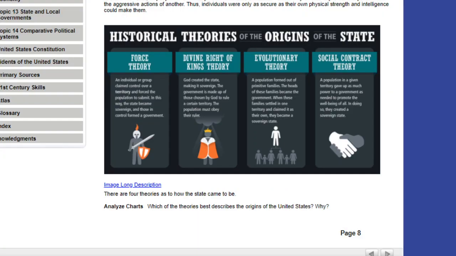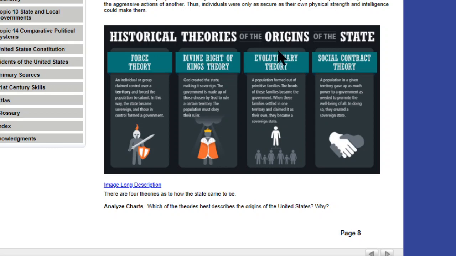Historical theories of the origins of state. Force theory: an individual or group claim control over the territory and force the population to submit. In this way, the state became sovereign, and those in control formed a government.